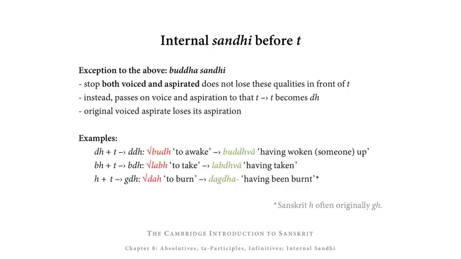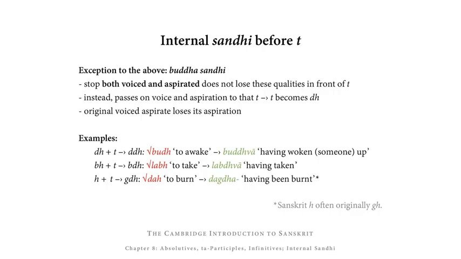And of course there would be an exception to this principle of voice being lost in front of voiceless T, and this exception concerns stops that are both voiced and aspirated. Now these do not lose their voice and aspiration in front of the T, but instead they pass on both the voice and the aspiration to the T, so T becomes voiced and aspirated, so dh, and this original voiced and aspirated sound loses its aspiration. So for example, a dh becomes a d, a bh becomes a b. This probably is the case because bh would be much more difficult to pronounce than bdh.